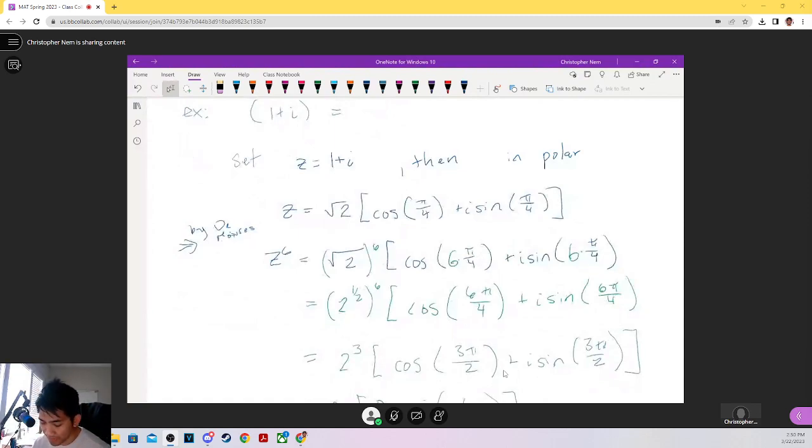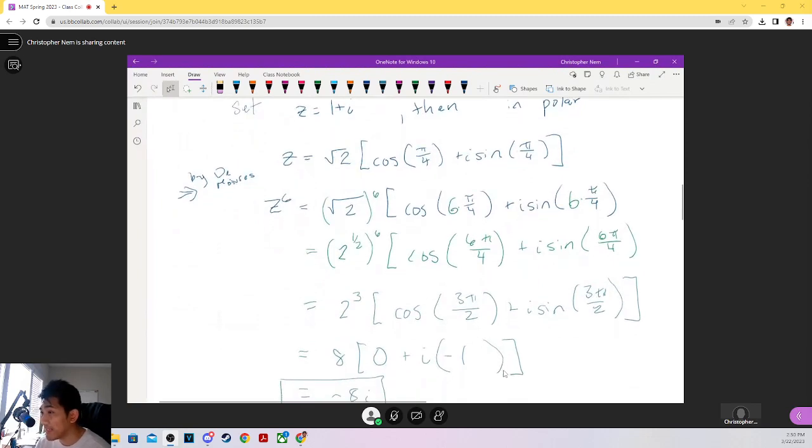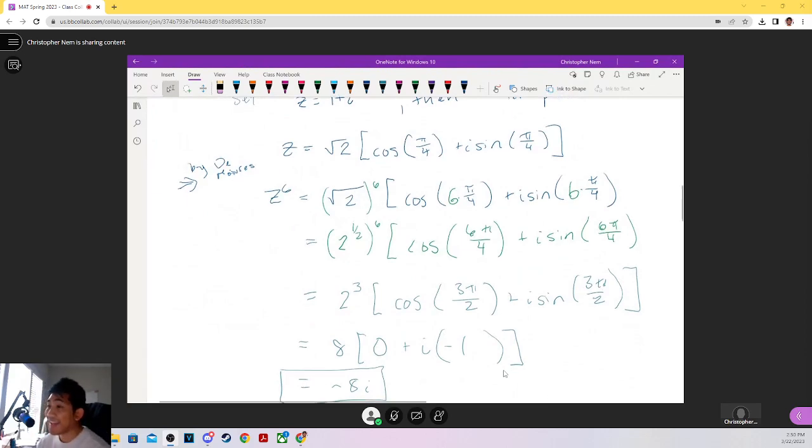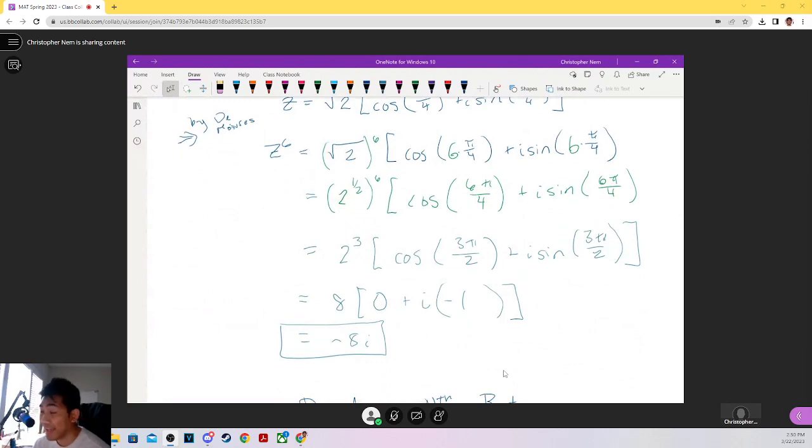That's just 8. So I have 8 times 0 plus i times negative 1, because cosine of 3 pi over 2, that's down here, has an x value of 0. And then for 3 pi over 2, the sine value, that's the y value, is negative 1. And then I calculate z to the 6th power, which is negative 8i. So 1 plus i raised to the 6th power, that complex number, is just negative 8i. This is very powerful. I'm able to compute these large exponents for complex numbers without expanding it fully.